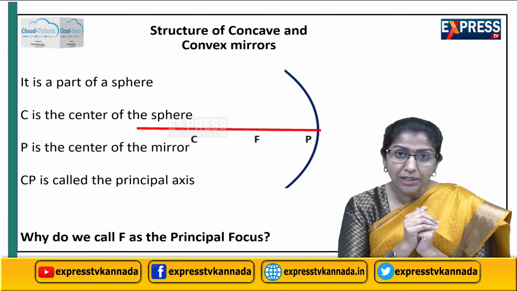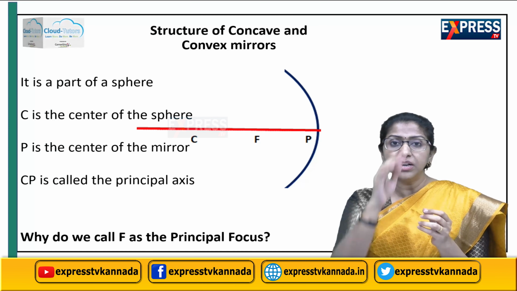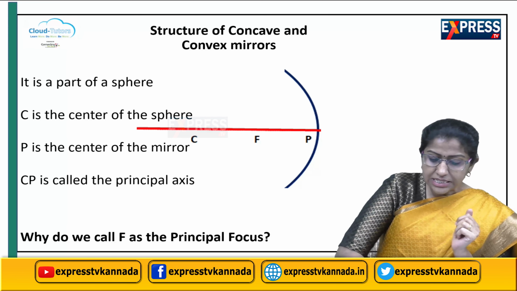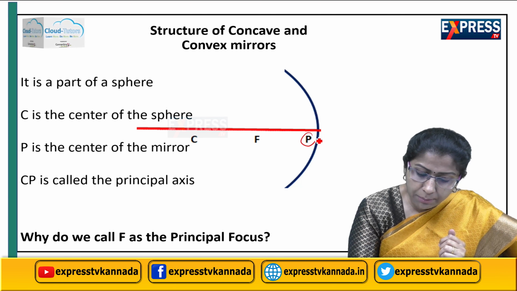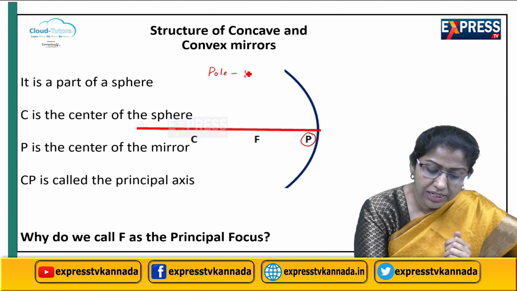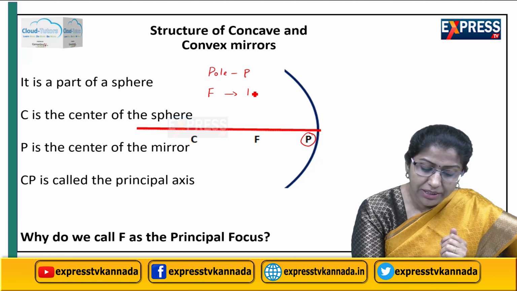Now, what do we mean by the pole of the mirror? The pole of the mirror is nothing but the geometric center of the portion of the sphere that we have taken. As you can see here, we have denoted the pole as P. The pole is always denoted as capital P. The principal focus is denoted as capital F.